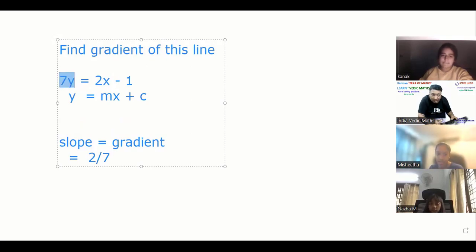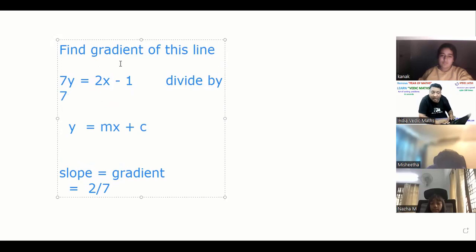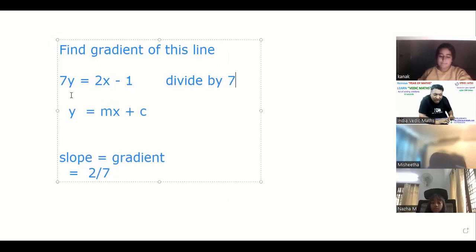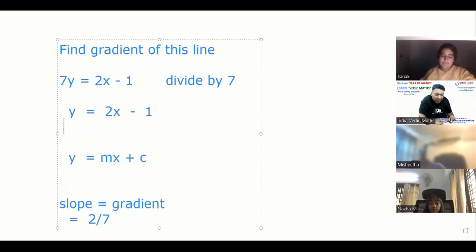Very good. Because Mishita said, sir, if you want to form a standard equation, it should be only y on the left side. So what are you going to do? You're going to divide this equation by 7. She is dividing the equation by 7 because she wants to get rid of the 7. When you divide this equation, what does it become, guys? y equal to 2x minus 1, and I am going to divide by 7 everywhere. So divide by 7 here, divide by 7 here. This is what she said. I am dividing by 7 everywhere.